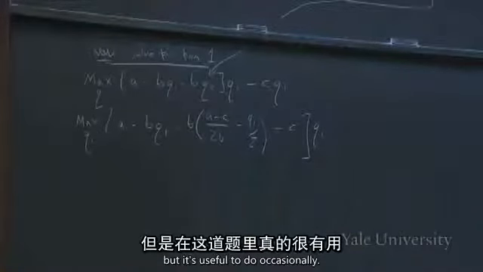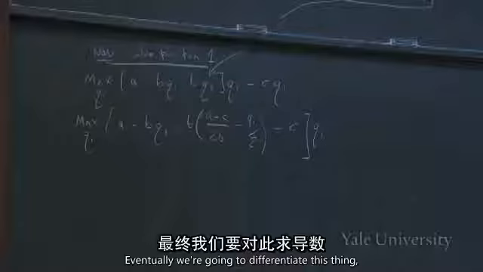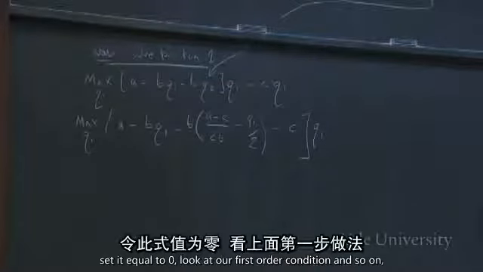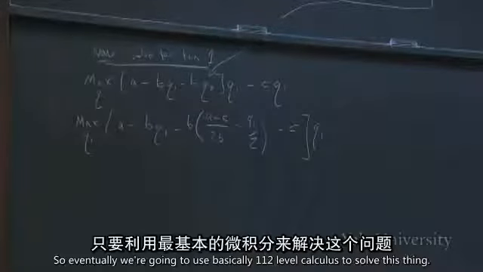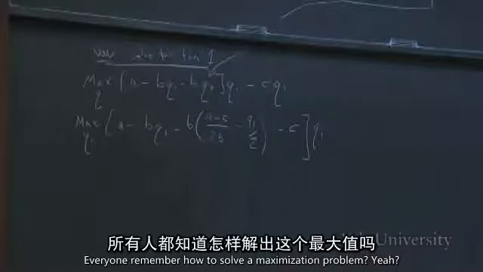So eventually, what are we going to do? We're going to differentiate this thing, set it equal to 0, look at our first order condition, and so on, just as we normally would. So eventually, we're going to use basically 112 level calculus to solve this thing. Everyone remember how to solve a maximization problem?